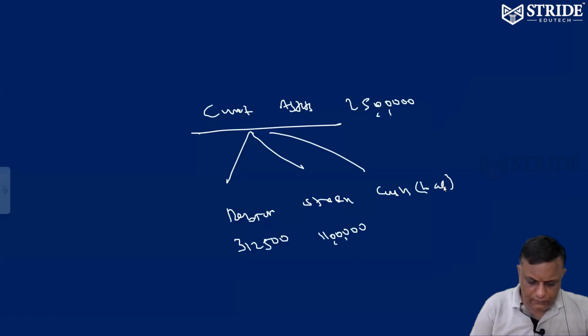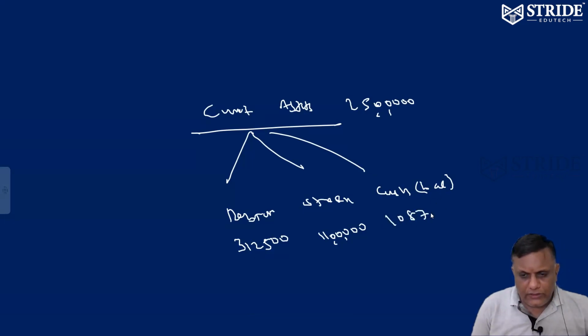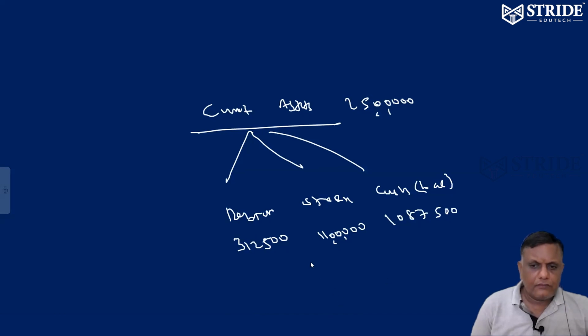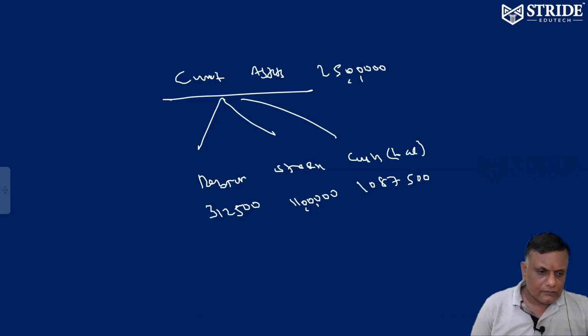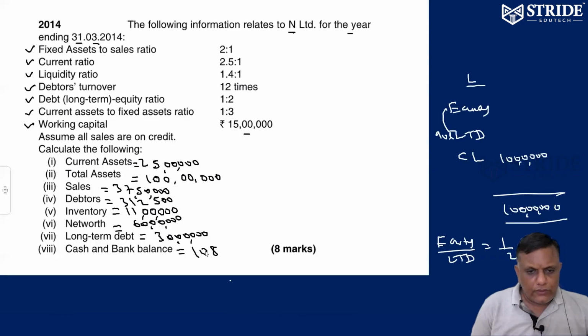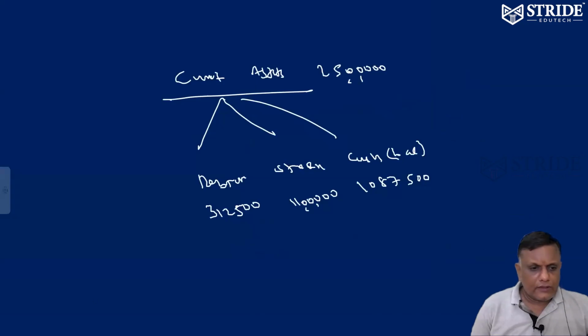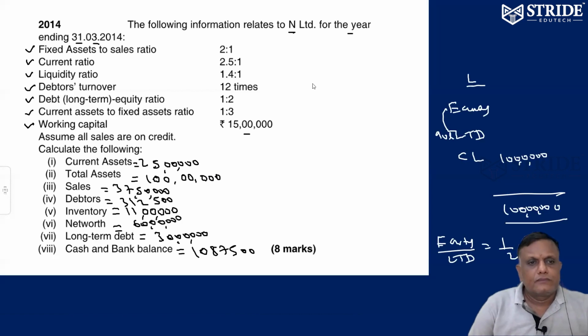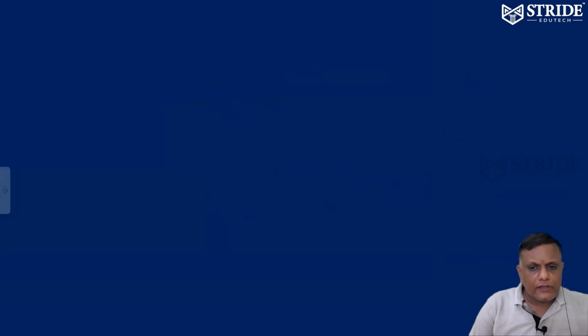So 25 lakhs minus 312,500 minus 11 lakhs is equal to 10,87,500. That is called cash. Please check it out. So the cash and bank balance is 10,87,500. That's it. So all the data given we have used. That's it. So 8 marks.